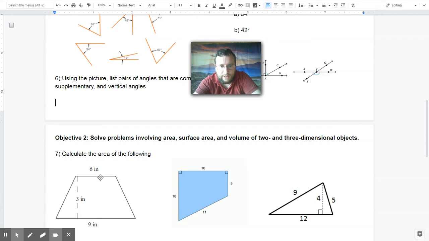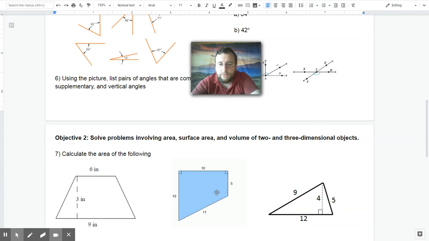Now, remember, when you're finding areas of trapezoids, it's 1/2 the base plus the other base, so in other words, the average of the bases, times the height. And the bases are going to be the parallel sides, and the height is the one that connects them. So in this case, the 6 and the 9 are bases, and the 3 is the height.